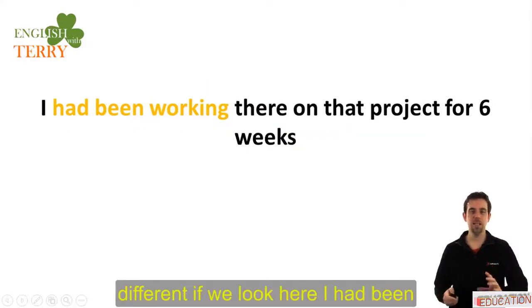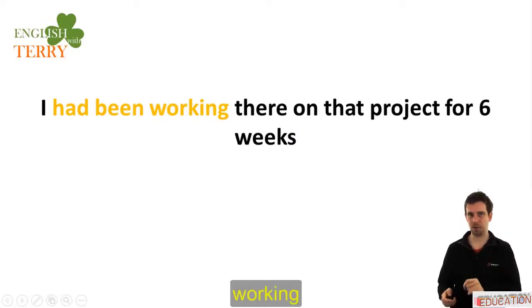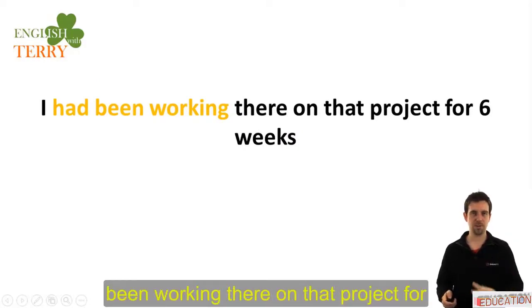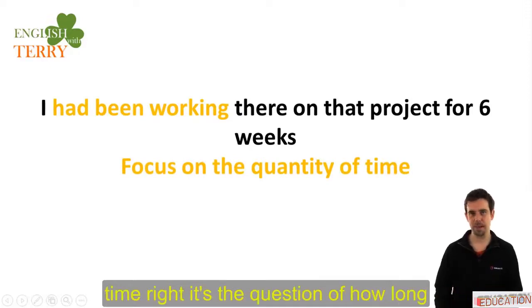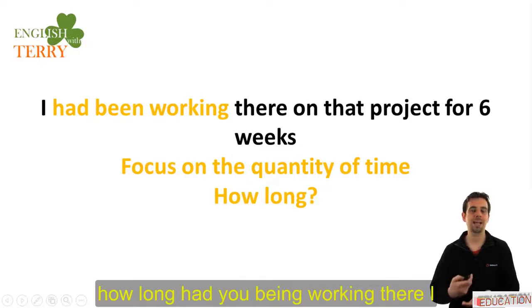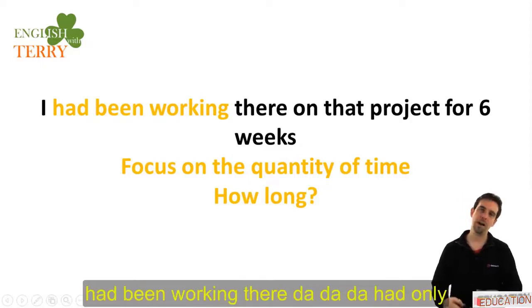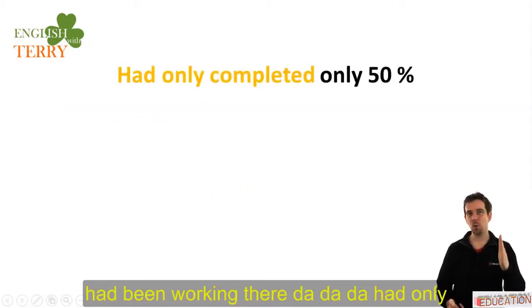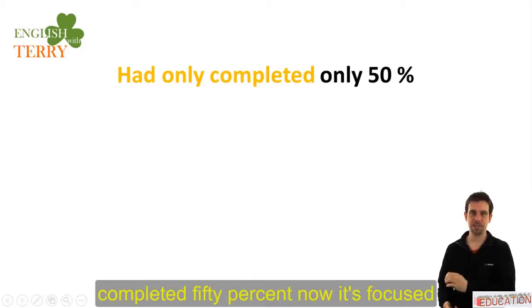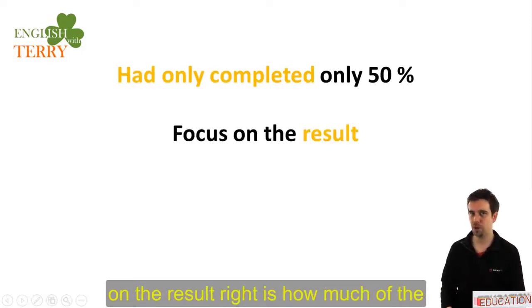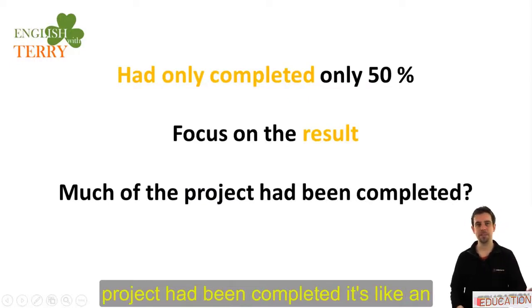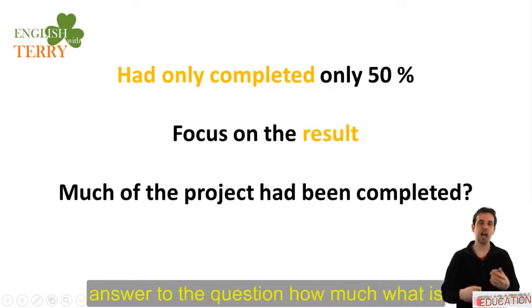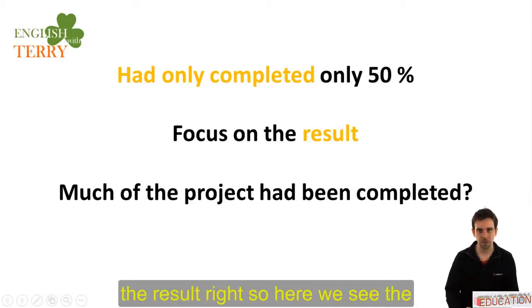It's not so different. If we look here, I had been working there on that project for 6 weeks. It's a focus on the quantity of time, right? It's the question of how long. How long had you been working there? Oh, I had been working there... had only completed 50%, now it's focused on the result, right? It's how much of the project had been completed. It's like an answer to the question, how much? What is the result, right?